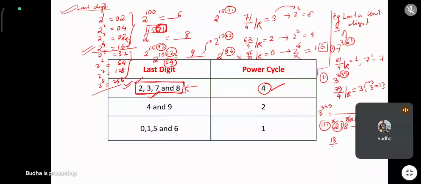So 18 divided by 4, what is the remainder? Remainder is 2, sir. So 8 square, यानी 64, and out of 64 my requirement is only 4. So that means if you expand 218 to the power 218, the last number will be 4. इसके आगे क्या आता है I don't care. Okay. So मेरा आंसर बस इतना तक ही है.